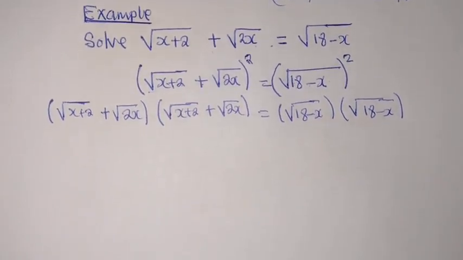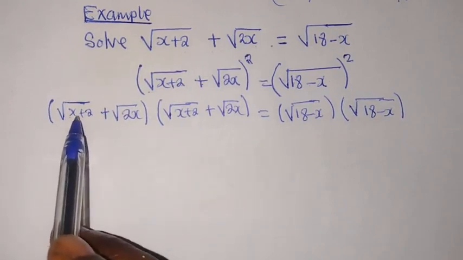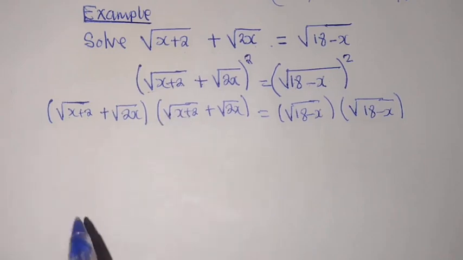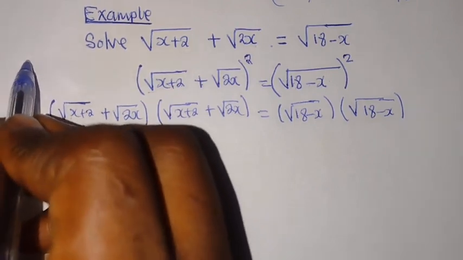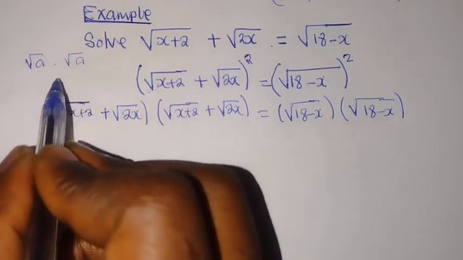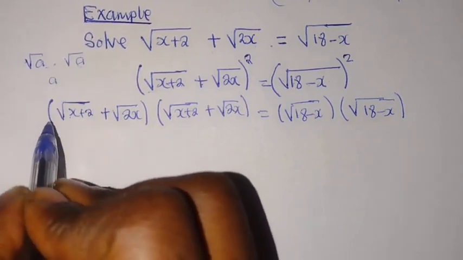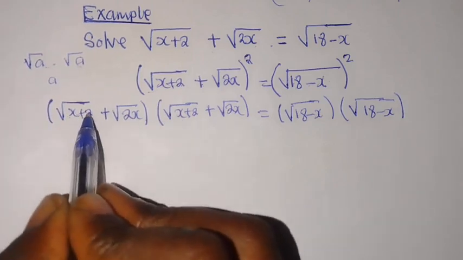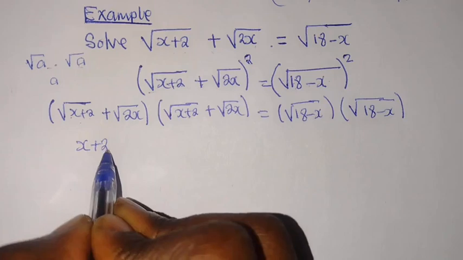Okay, so from here we can try to expand. When you say root of x plus 2 times root of x plus 2, when you multiply, you can apply one of the properties of radicals, where you say if you have root of a times root of a, because you are multiplying same variables, you are just going to have a. Okay, so since here we have same expressions, root of x plus 2 times root of x plus 2, you are just going to have x plus 2.